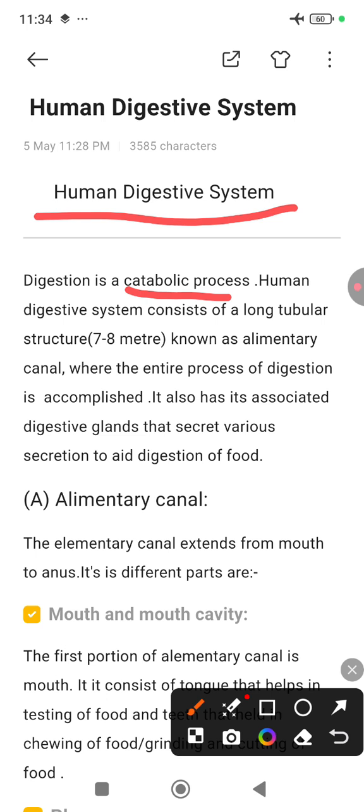The human digestive system consists of two parts. One is a long tubular structure, 7 to 8 meters long, known as the alimentary canal, and another is the digestive glands, which secrete various secretions to aid digestion of food.